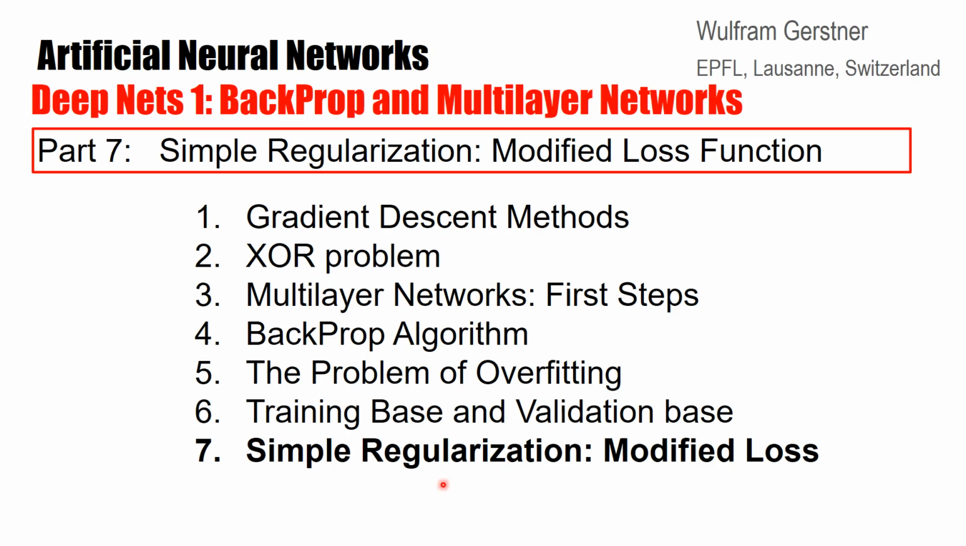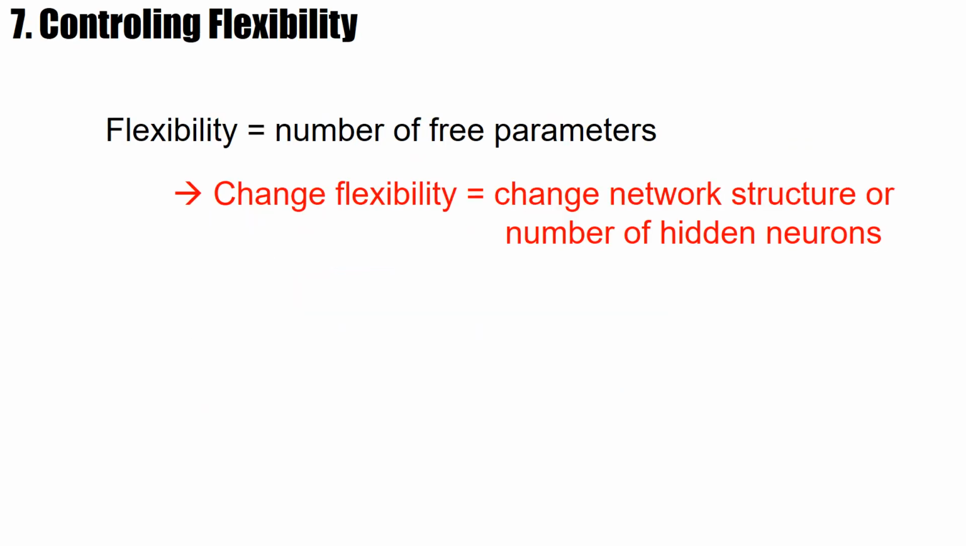So far we have played with the number of neurons in the network. This is a rather costly method. There's an alternative which is called a regularization method with a penalty term that amounts to modifying the loss function. Let me explain what this means.